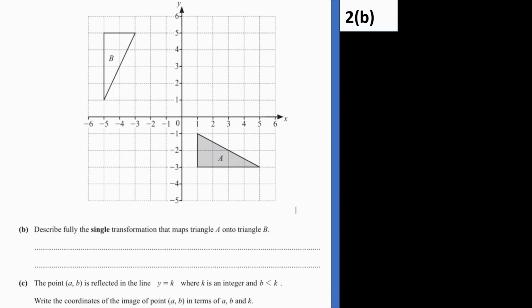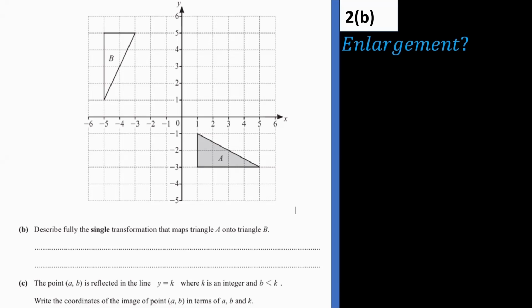And so now we are asked to describe fully the single transformation that maps triangle A onto triangle B. Can it be enlargement? Of course, it can be enlargement, and the reason is because both the object and the image have the same shape, the same size. There is no, because enlargement is meant to either bring about an image that is smaller than the object, or an image that is bigger than the object. That's the work of enlargement.